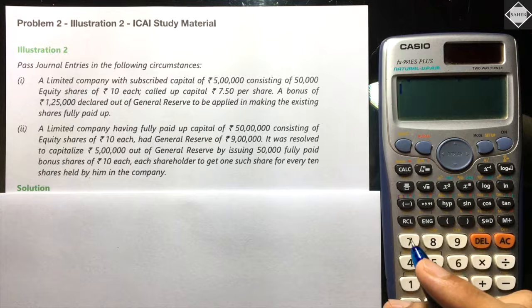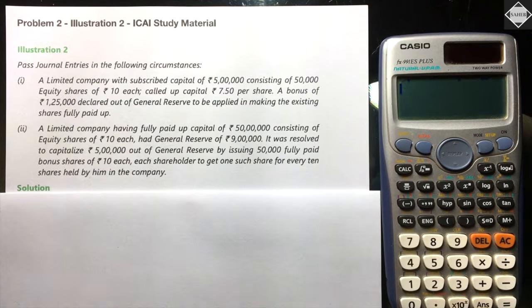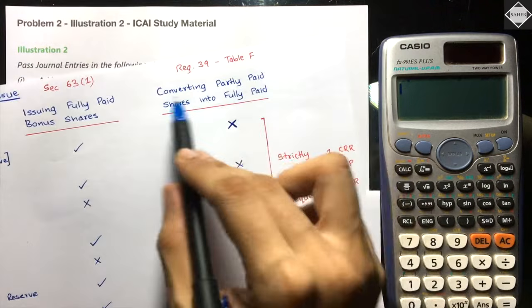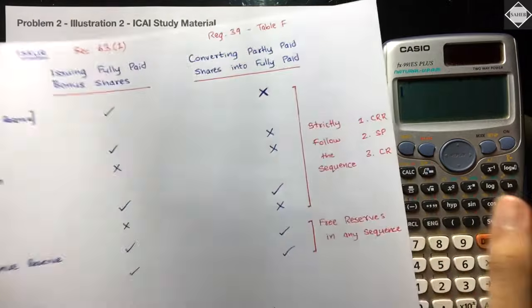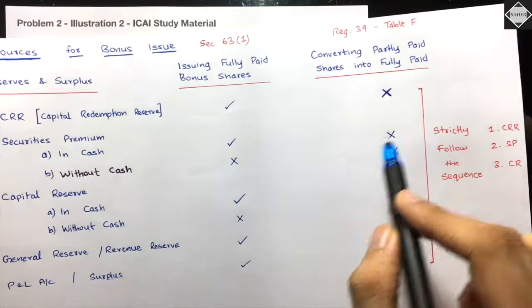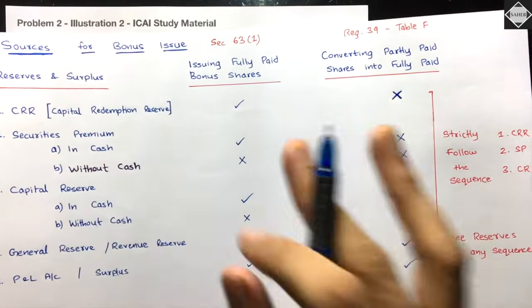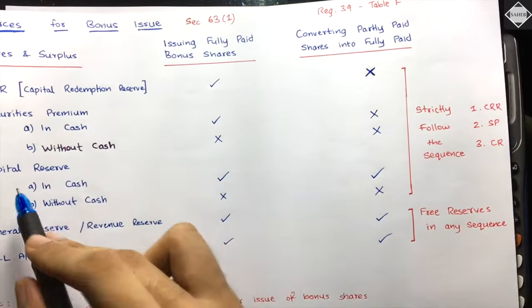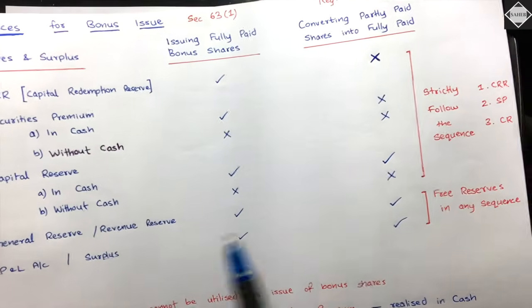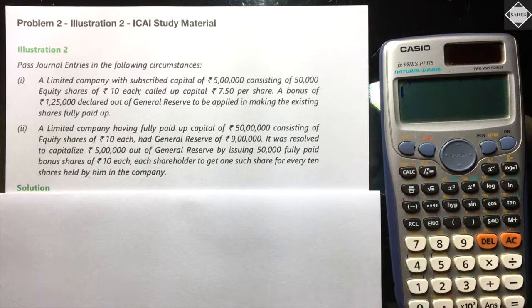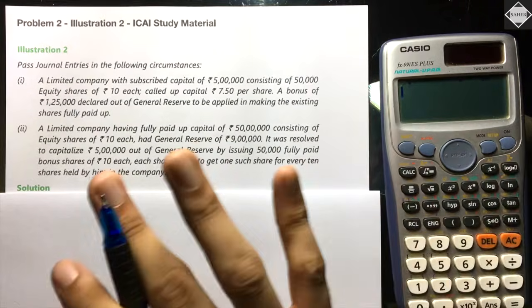But very important thing is that you have to know, in bonus call, converting partly paid up shares into fully paid up, here you cannot make use of CRR. You cannot use CRR. You cannot use securities premium in cash. You have to only use capital reserve in cash and then free reserve. That is only allowed in the bonus call. Is that clear? So let's start. It's really simple and straightforward. You don't have to do any calculation or anything.